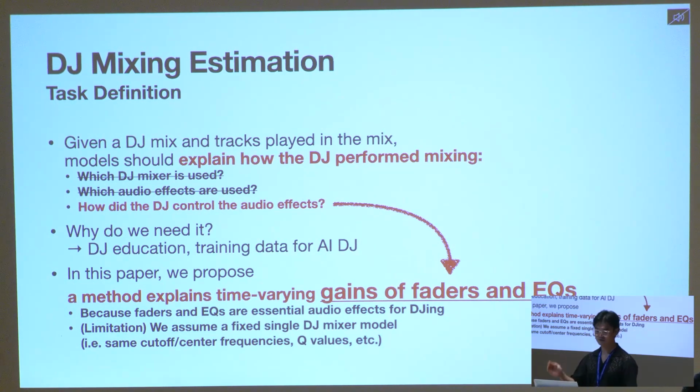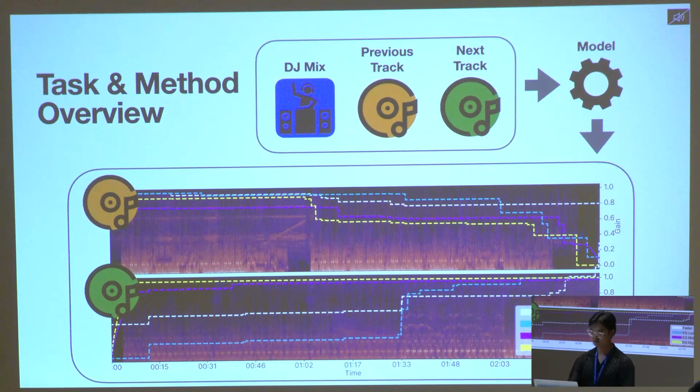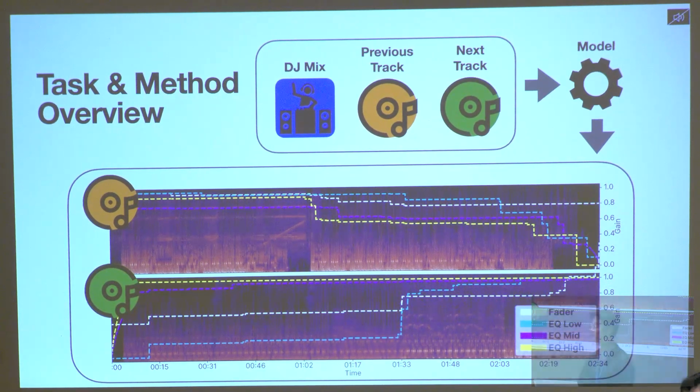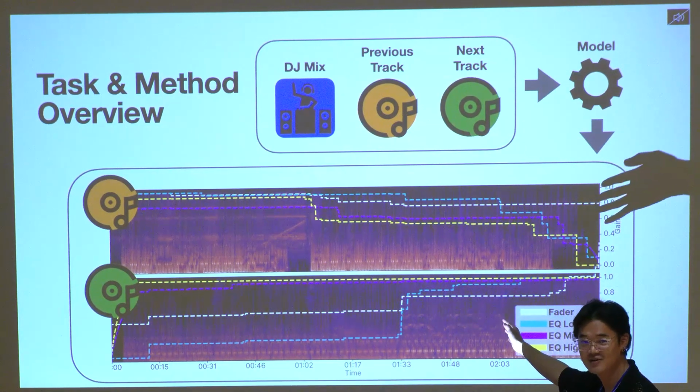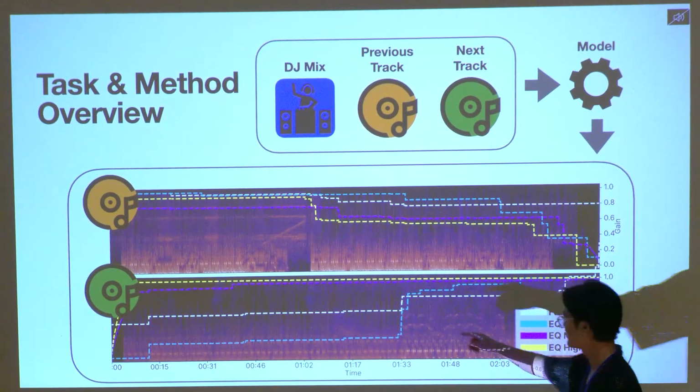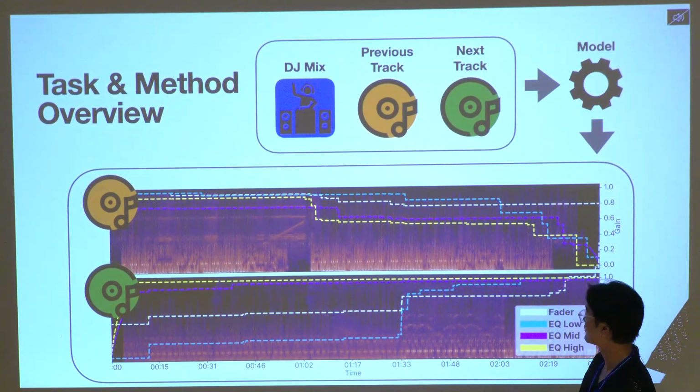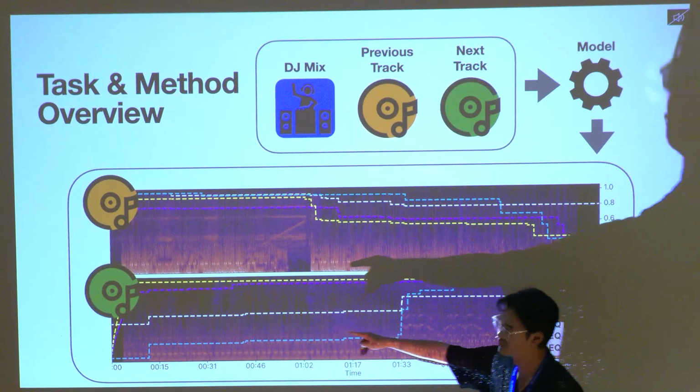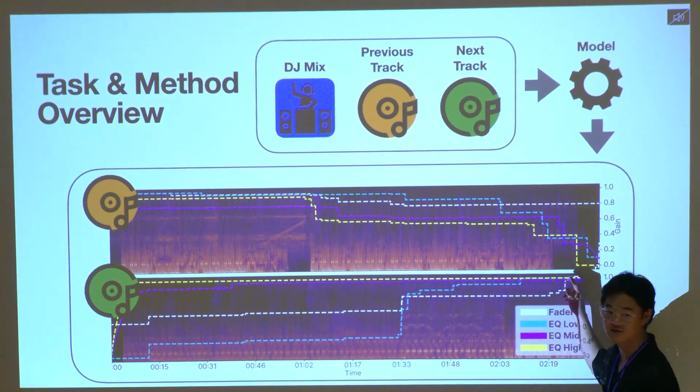But in this paper, we're not going to tackle the first two types of questions, but we will tackle time-varying gains of faders and EQs. It's actually very simple. It looks like this. If you put in the original DJ mix and the previous track and next track, then you will get this beautiful gain curve. For example, this white line is the fader gain. For the next track, it was small, but it's being increased.